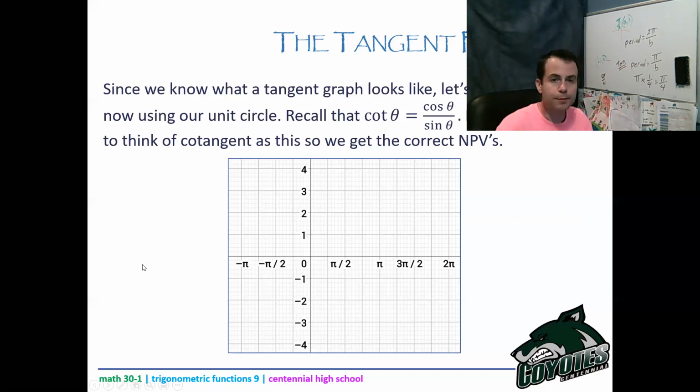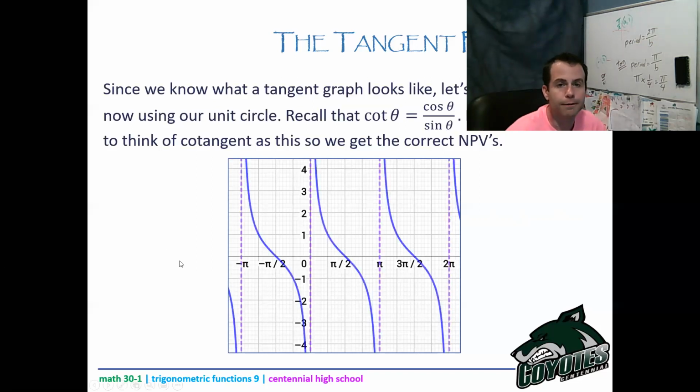Okay, so you got your asymptotes in. You found where your zeros would be. Your zeros actually ended up being at pi over 2 and 3 pi over 2 and all those multiples. And the other thing I'm hoping you found out was that cotangent actually is going to go in the opposite direction. So we end up going from positive infinity, curving down to negative infinity. So you ended up with a graph that looks something like this.